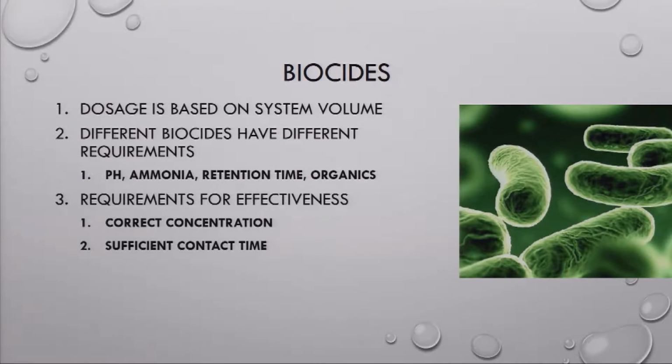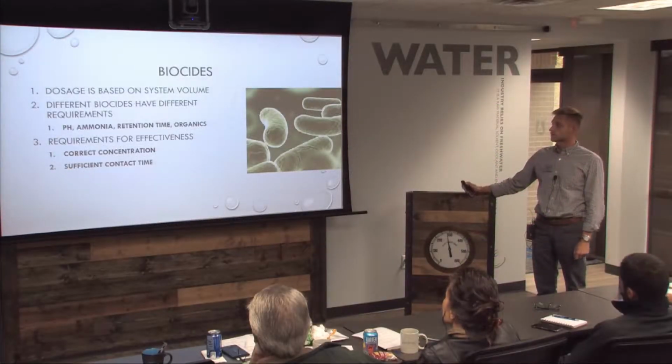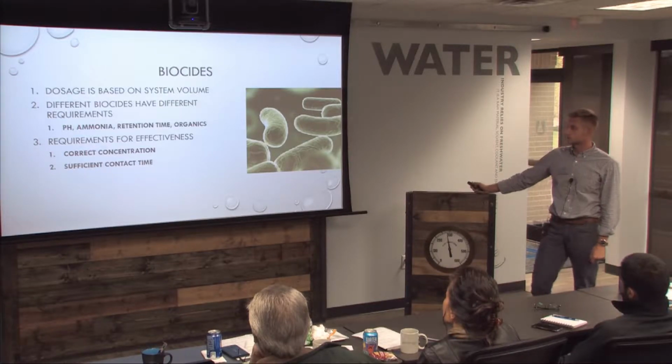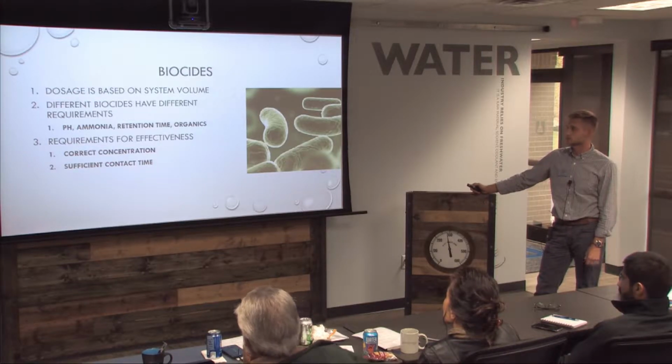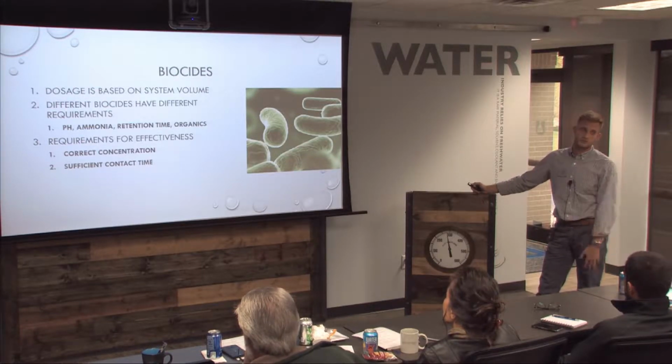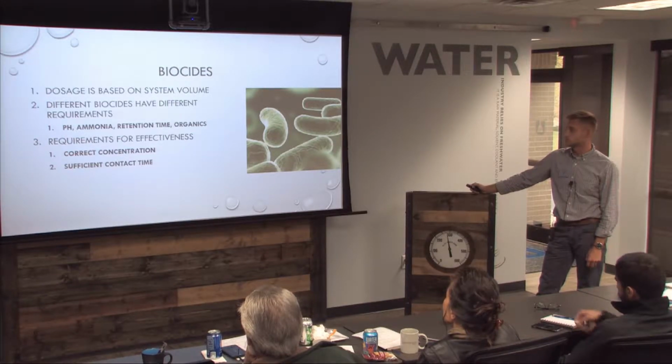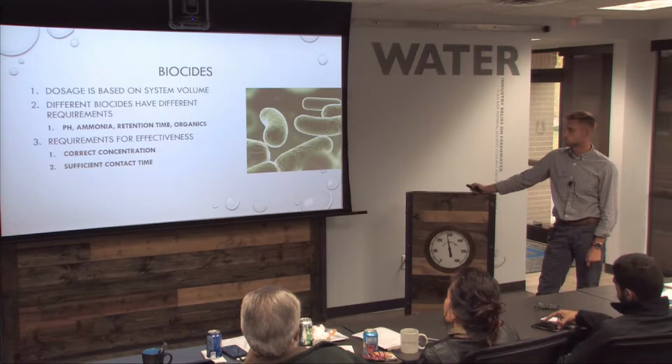So biocides are a little different from cooling tower inhibitors. We dose based on system volume, so the size of the system is what we're treating. Different biocides, again, have different requirements. Retention time, like I said, quick versus slow killing. Some are meant to attack organics that come in from dust, anything, if you're right by a freeway, right by a highway, or a cornfield, we have those issues too. Some work to penetrate that.